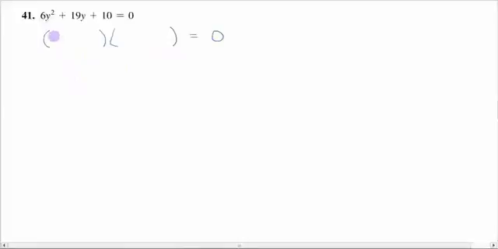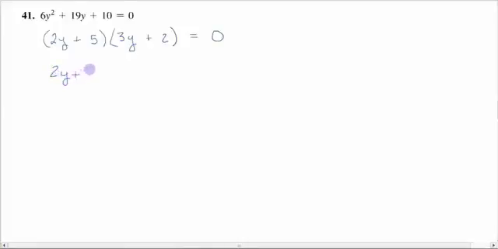And let's break up the 6 as 2y and 3y. Let's see how we get with that. And the 10, let's break that up as 5 and 2, and plus and plus. Let's see if that checks out. 5 times 3y is 15y. 2y times 2 is 4y. And if I add 15y and 4y together, I get 19y. So this is how that factors, just real quickly.